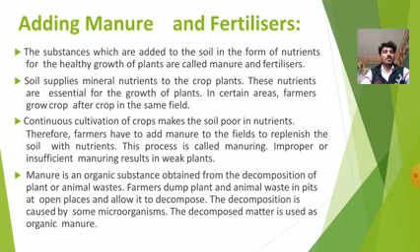In certain areas, farmers grow crop after crop in the same field and continue the cultivation of crops, which makes the soil poor in nutrition. Therefore, the farmers have to add manure to the field to replenish the soil with nutrients. This process is called manuring. Improper or insufficient manuring results in weak plants.